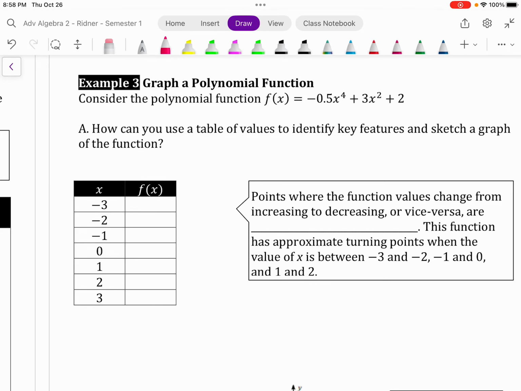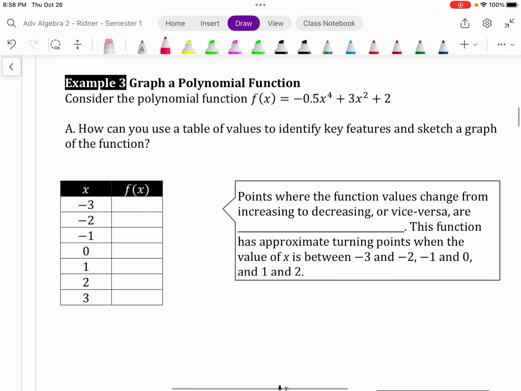All right, next up, in this polynomial, how do we graph it? Well, short answer is we use our calculator of some sort. Longer answer is, what if we don't have a calculator? What can we look at?